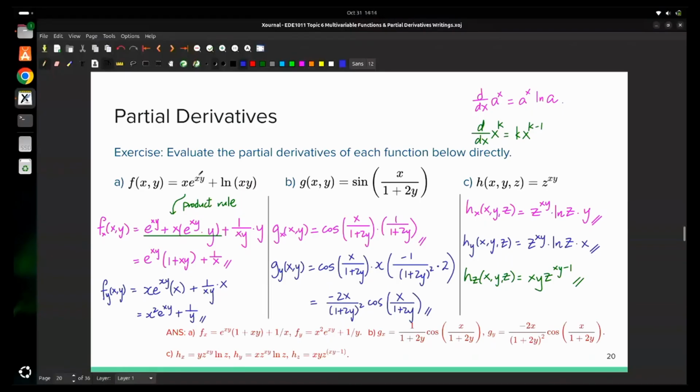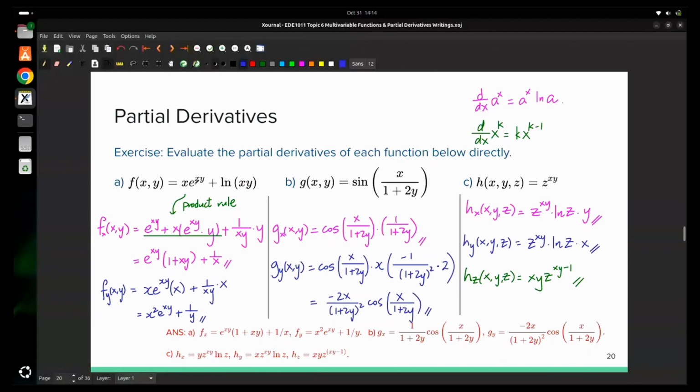So therefore, you've got to use the product rule. You differentiate x first, keeping e to the xy, plus x times the derivative of e to the xy. When you're differentiating e to the xy, you have to apply the chain rule.